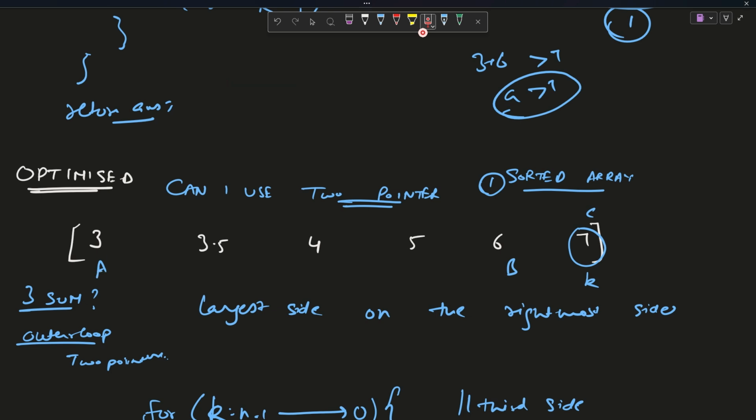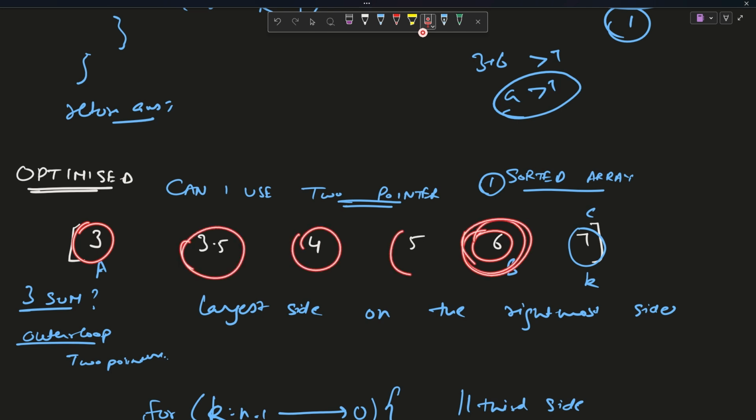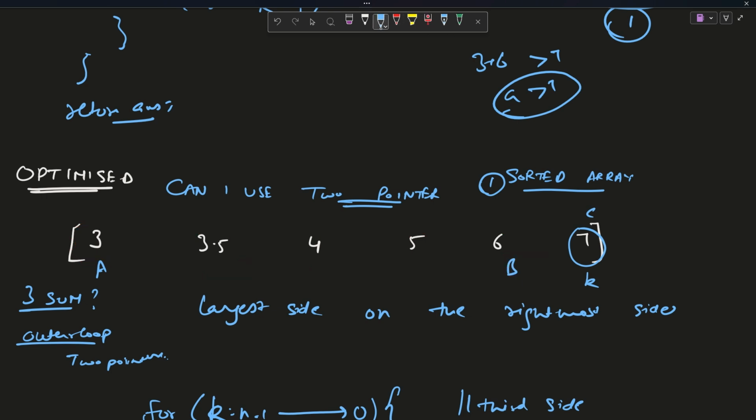So pairs are valid. That is, 3 can pair with 6, 3.5 can be paired with 6, 4 can be paired with 6, 5 can be paired with 6. All of them are valid pairs, right? So how many of them are valid pairs? Let us see. 0, 1, 2, 3, 4. These are the indexes, right? 3 and 6, 1. 3.5 and 6, 2. 4 and 6, 3. 5 and 6, 4.